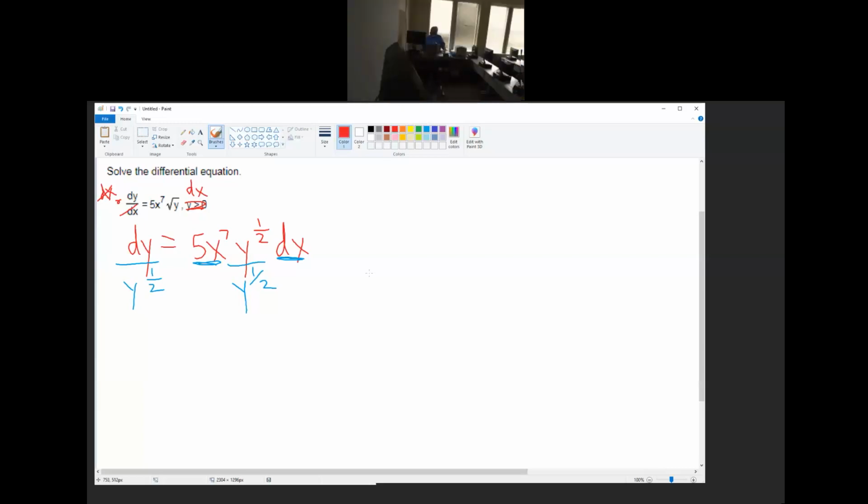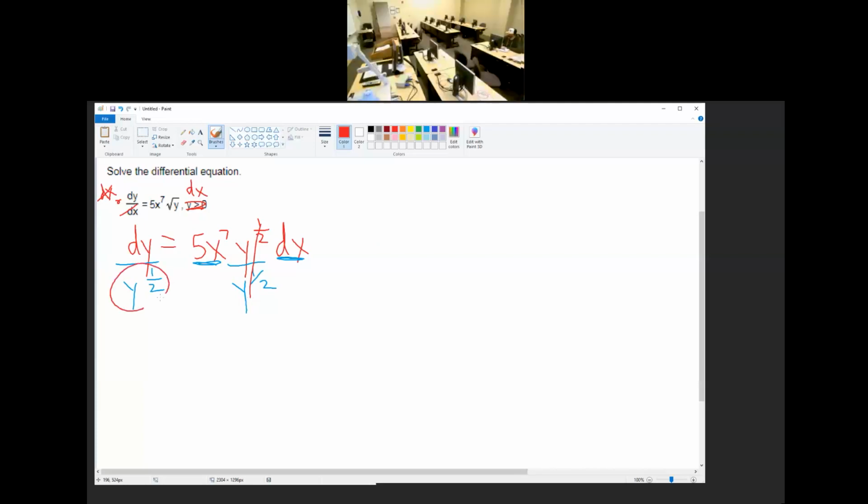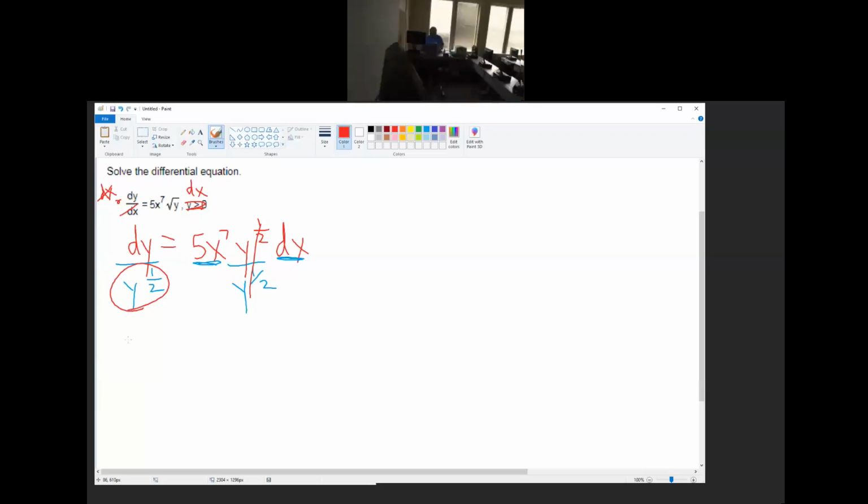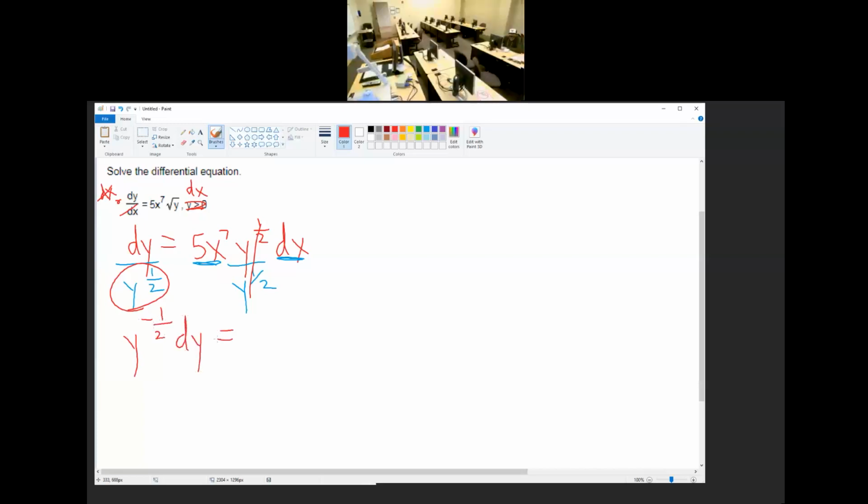That's what you're trying to do with the separable differential equation. You're trying to get all the same letters on the left side and all the x's on the other side. Now we can rewrite that y to the 1/2 power as y to the negative 1/2 power, just to make it easier to integrate.